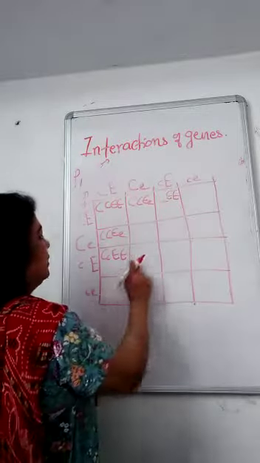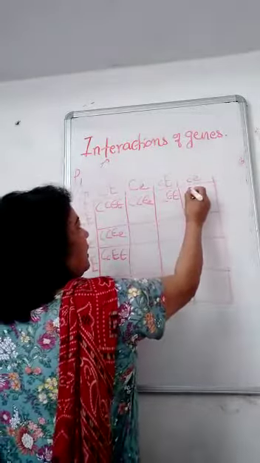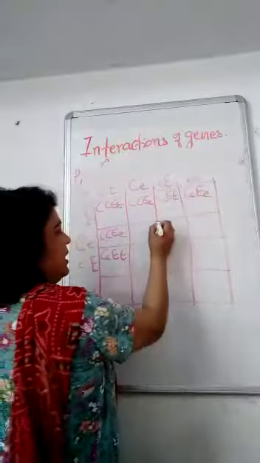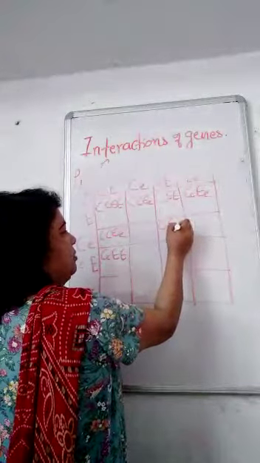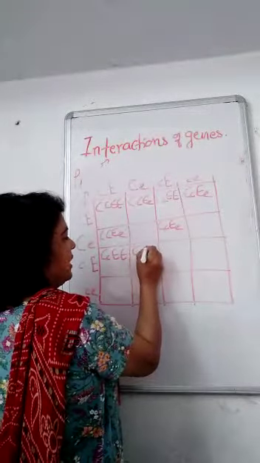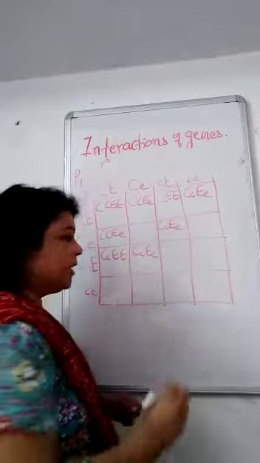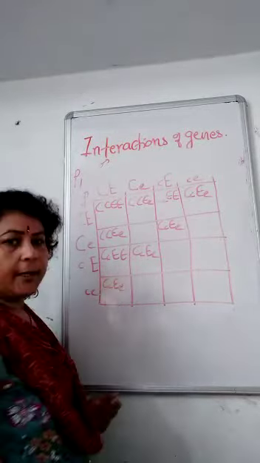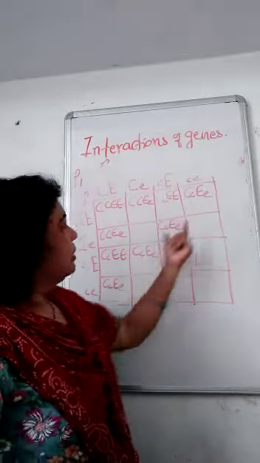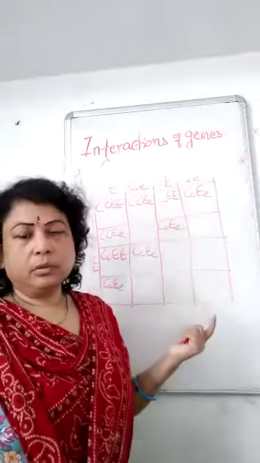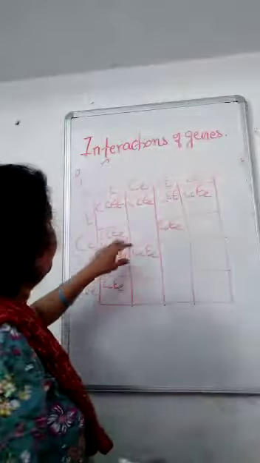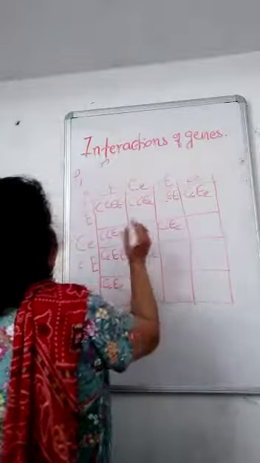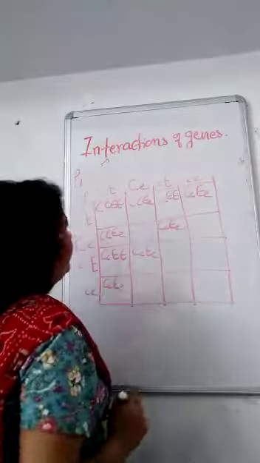Then these 4, 1, 2, 3, 4. Here the capital C, small c, capital E, small e. Similarly, capital C, small c, capital E, small e, in all four. Okay. Just remember how to draw it. Do not memorize it. Then these 3. 1, 2, 3. Okay. So, first we will draw the phenotype of this.